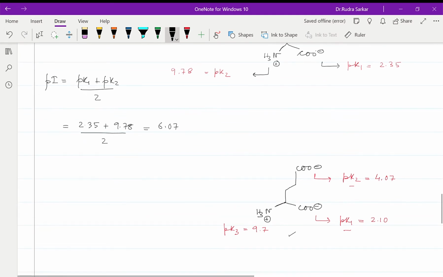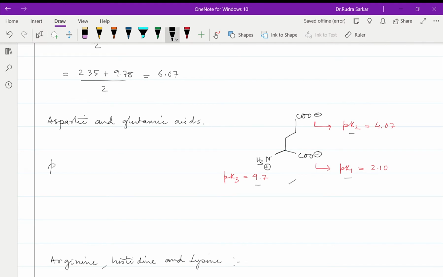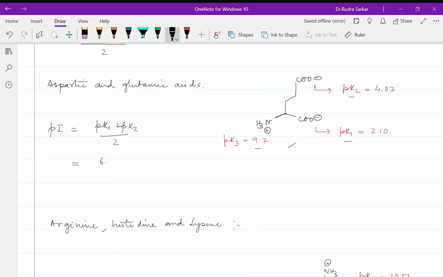Isoelectric point can also be calculated for charged amino acids such as aspartic and glutamic acids, in which the important dissociation constants are pKa1 and pKa2, and we will not use the pKa3 over here in case of acids. The example given here is that of glutamic acid. So for the calculation of pI for glutamic acid, it will be simply pKa1 added to pKa2 divided by 2, and the value will come out to be 6.17 by 2. That would mean 3.09. That will be the pI.